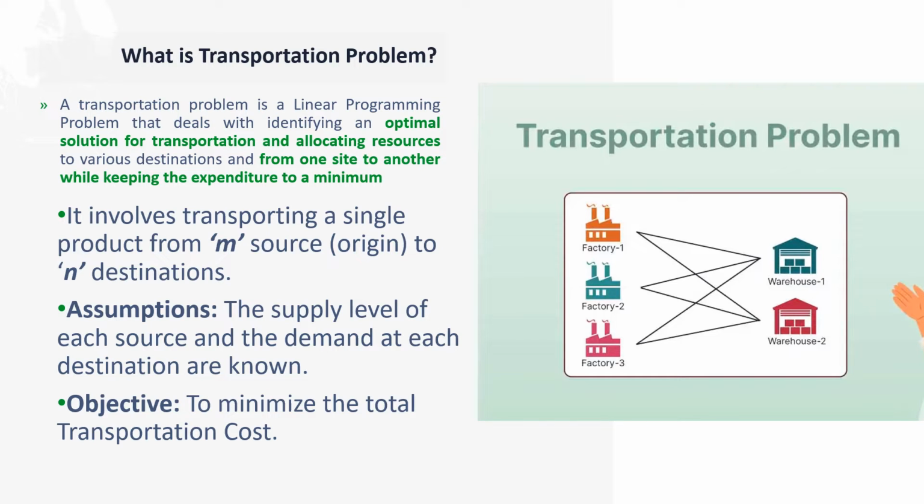It involves two things: one is the source and the other is the destination. The source is nothing but the factory and the destination is your warehouse. Here we denote source as m, and the destination as n. And here we are going with certain assumptions. The first assumption is that the supply level of each source and the demand at each destination are known. The assumption is very clear: we are assuming that supply and demand are known, so only then can we proceed with these problems. And the major objective here is to minimize the total transportation cost.